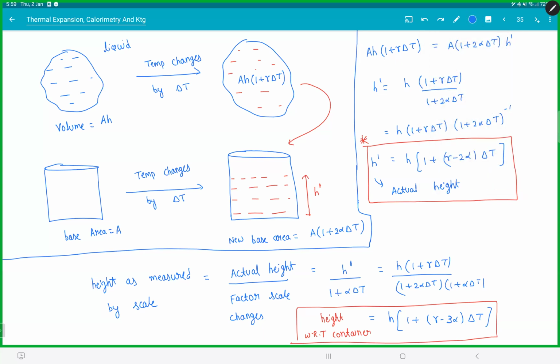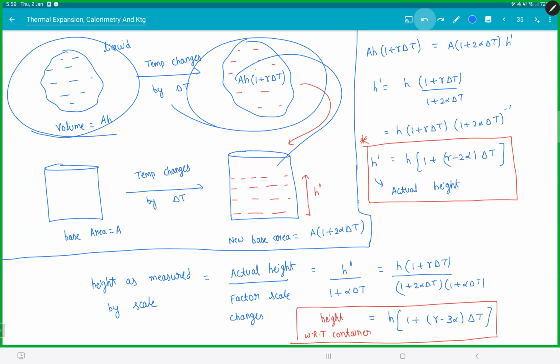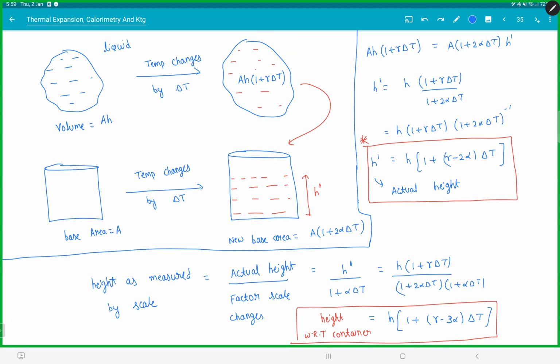Again, I did nothing here. See what I did. I took out the liquid, I heated it, the liquid expanded by 1 plus gamma delta t. I took that liquid and poured it in a container whose area has expanded, and let the new height be h dash. So the volume of the liquid that you poured inside must be equal to the volume of the liquid inside the container. Simple, volume conservation. I got h dash. This is the actual height. Means if you bring a proper tape which didn't get messed up due to temperature and measure it, this is what you would have seen.